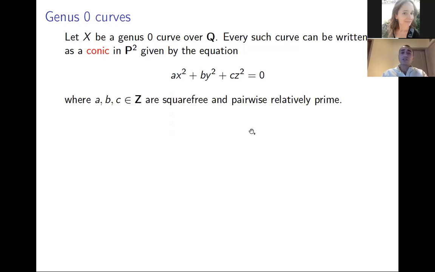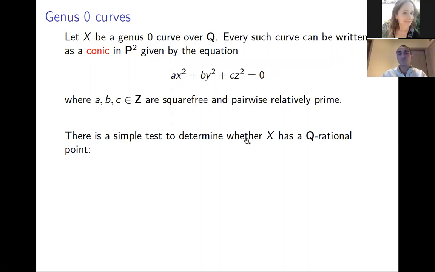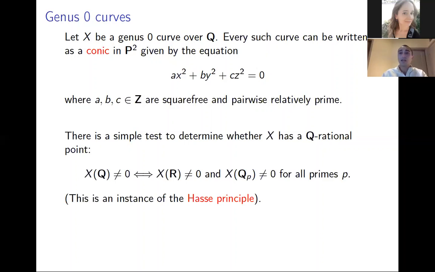Every such curve can be written as a conic in P^2, given by the equation ax^2 + by^2 = cz^2, where a, b, and c are square-free and pairwise relatively prime. And there's actually a very simple test to determine whether X has a Q-rational point. In particular, X has a Q-rational point if and only if it has a real point and it has a Q_p point for all primes p.